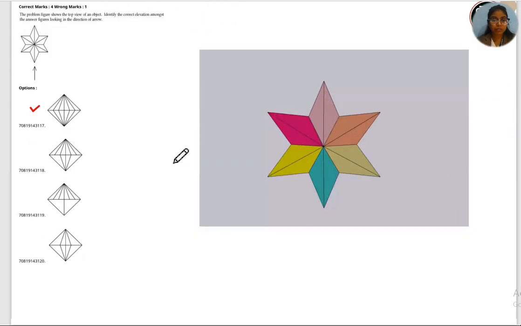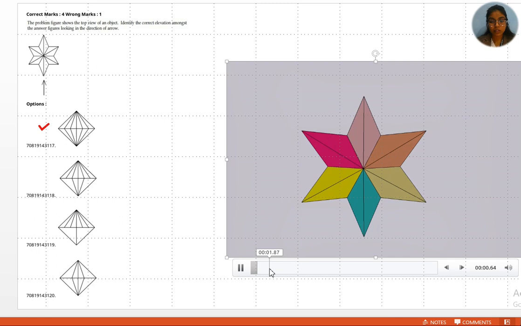See, for this type of question, start drawing the projection lines. One line you will get to see, second, third, fourth, fifth, and sixth. Both are at the same level, right? That's why we get to see only a single line. So how many lines have we drawn? 5 lines.